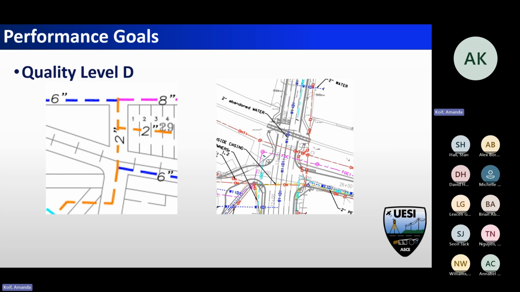What would you discuss with someone requesting a survey on a fairly busy corridor where they may say, I just want level B, C, and D on one side of the road? We know there's evidence of crossings.